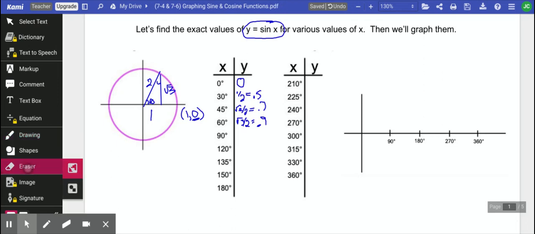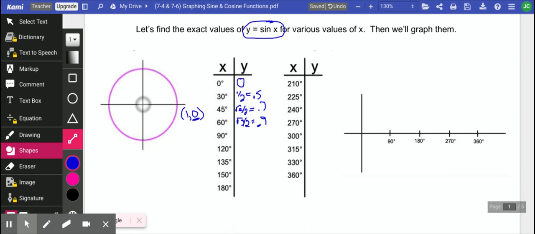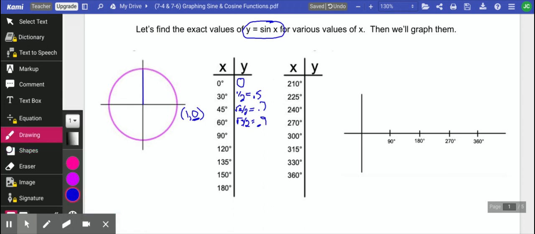And then finally, 90 degrees. 90 degrees is straight up. Really hard to draw a triangle there. So again, I want you to think about the coordinates here. That is (0, 1). And the sine is going to be the y-coordinate, so 1.